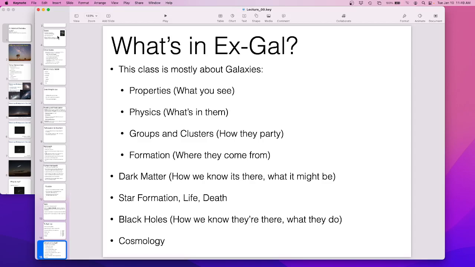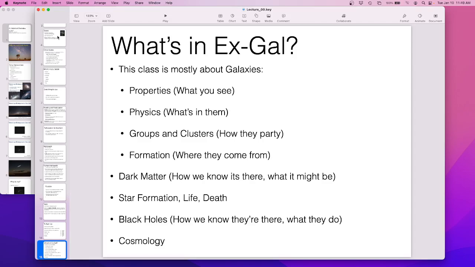Okay, so mostly this class is about galaxies. We're going to talk about what a galaxy looks like. What are the physical properties of galaxies? What is their density distribution? What's the velocity distribution? What's a distribution? And we'll talk about the physics of galaxies. What's actually in the galaxy? How does it work? What's going on? How does the kinematics work?